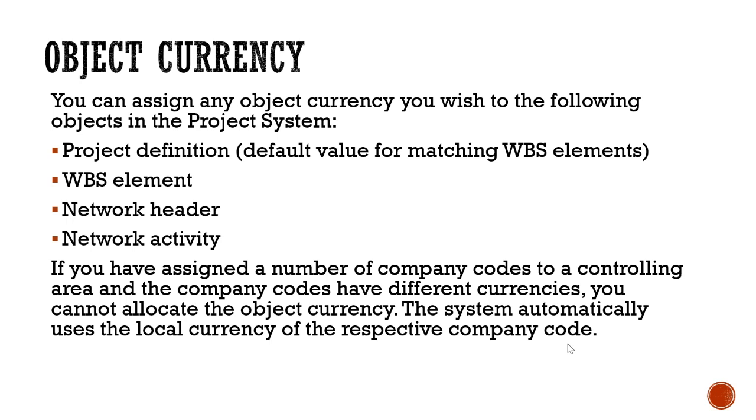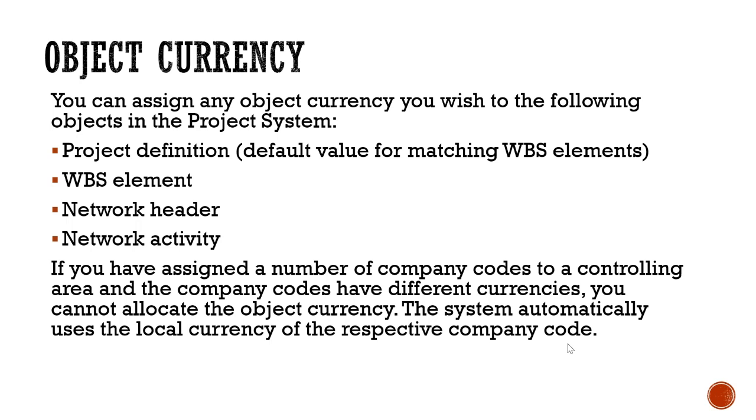Okay, for the Germany company code my currency will be GBP, which is pounds, and for the US company code my currency will be USD, which is dollars. Okay, so in this scenario, if you observe, a single controlling area is having multiple company codes with different currencies. In that scenario, I just cannot allocate an object currency. The system automatically uses the currency of the company code that you provide.